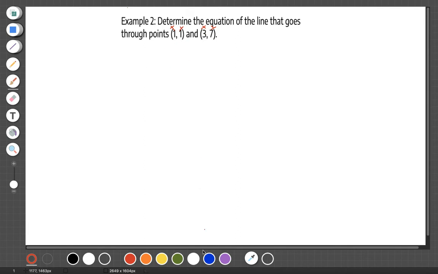So again, same idea as last time. It's asking for an equation. What equation are they talking about? They're talking about our linear equation, because it says equation of the line. That's a linear. So y equals mx plus b. And so somehow I've got to find my slope and my b. In this case, we want to start with the slope.